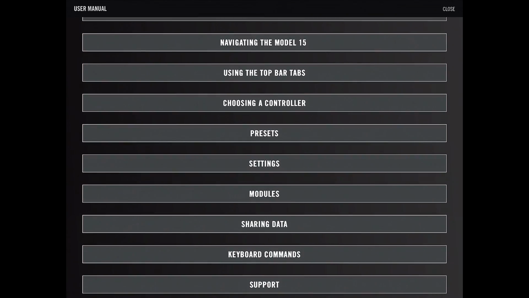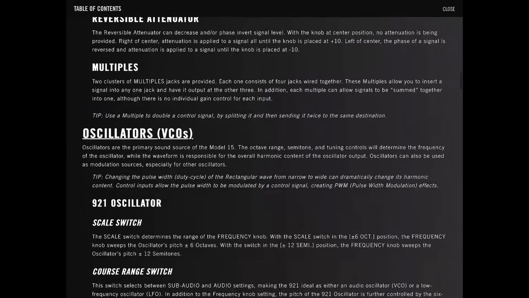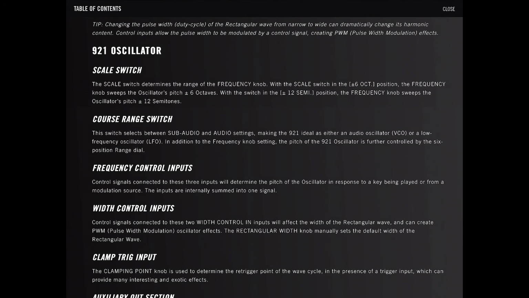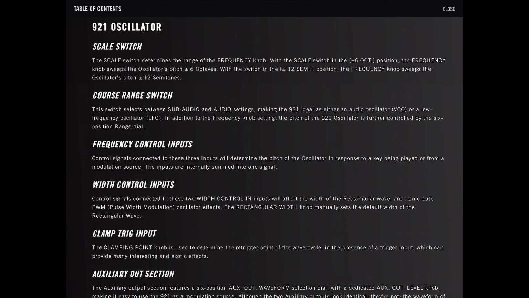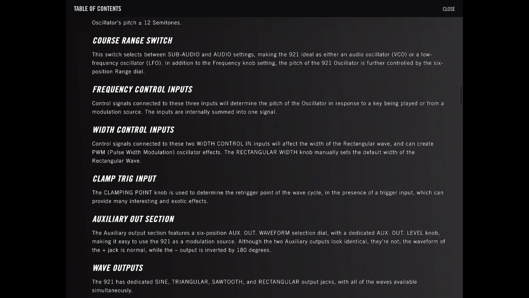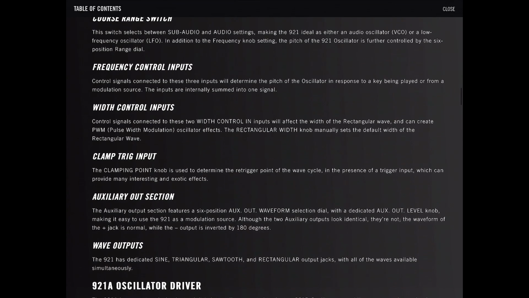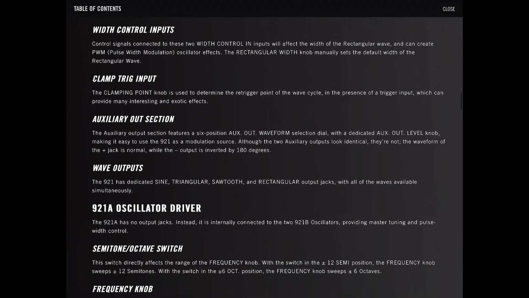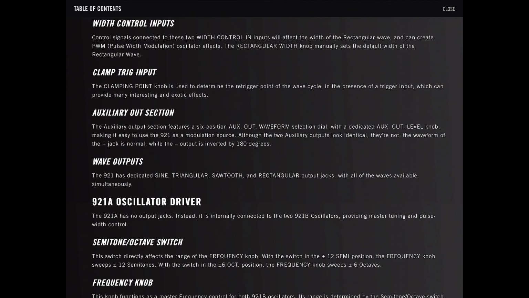If we go in here in manuals, this is the 921 in the oscillator section. We saw that scale switch. That switches between plus or minus 6 octaves and plus or minus 12 semitones. The coarse grain switch switches between an audio oscillator, a VCO, and a low frequency oscillator, an LFO. We'll take a look at the LFO in a little bit. Then frequency control knobs, width control knobs, and the clamp trigger input, used to determine when to re-trigger the wave cycle, which can provide many interesting and exotic effects.